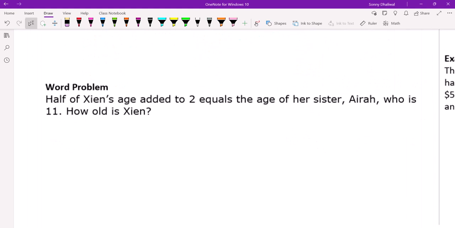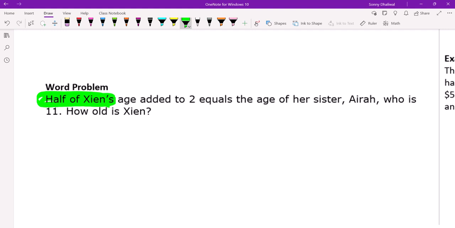Let's do this word problem. Zion's age. Half of Zion's age added to 2 equals the age of her sister, Aria, who is 11. How old is Zion? William, thank you. So we need to create an equation for this, right? Everything translates from an English sentence to a math sentence.